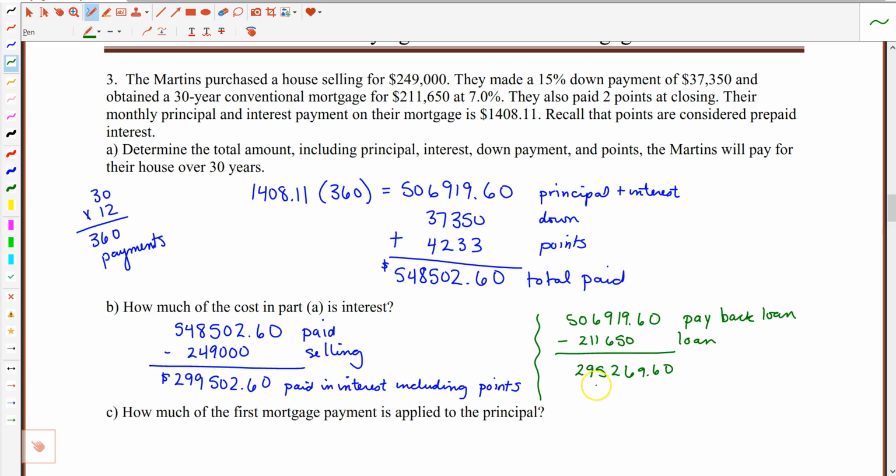So at this point in time, we would have to add in the points. Okay, so the points were that prepaid interest. And if we were to do that, you would get the same amount, $299,502.60. Maybe it's just a slightly different way of thinking about it.